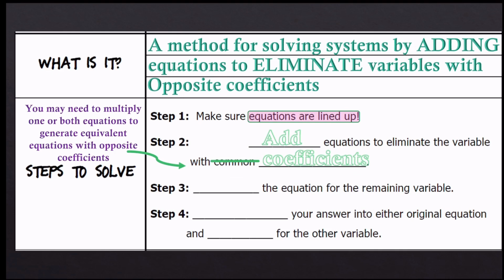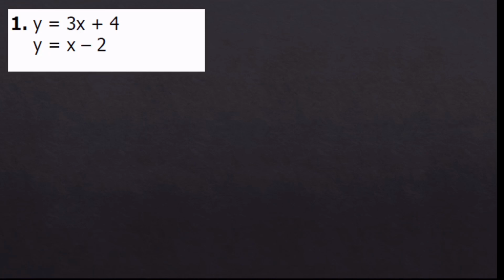Okay? But once you've added the two equations together, you're going to solve with the remaining variable. After you found that, you're going to substitute it back into the original, not the changed one, and solve for the other. Okay. So our first step is to make sure that they are lined up.